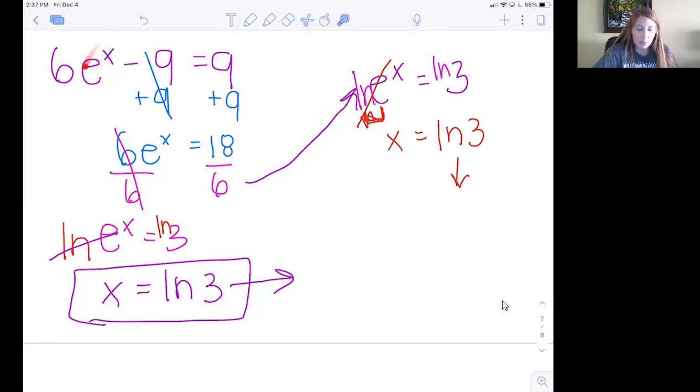But that's what it's wanting when you have an e, whether it's to the x or to the x squared, anything like that. When you've got this e and you're being asked to solve, your first step is to get e by itself. And then when you get e by itself, you can take the natural log and that gets rid of the e.